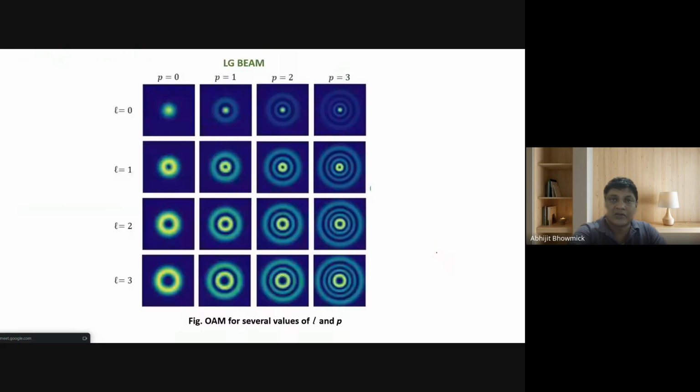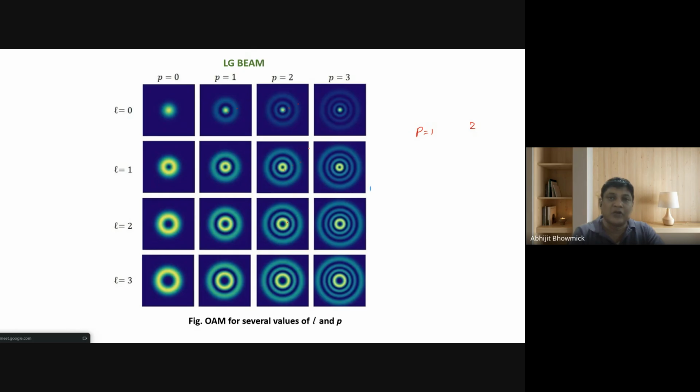Just look at the next example. Say L is equal to 0, P is equal to 0. So it's a bright spot. When L is equal to 0 and P is equal to 1, there would be 2 rings. This is the first ring, this is the second ring. If P is equal to 2, there would be 3 rings: 1, 2, 3. In every such case you can find 3 rings.